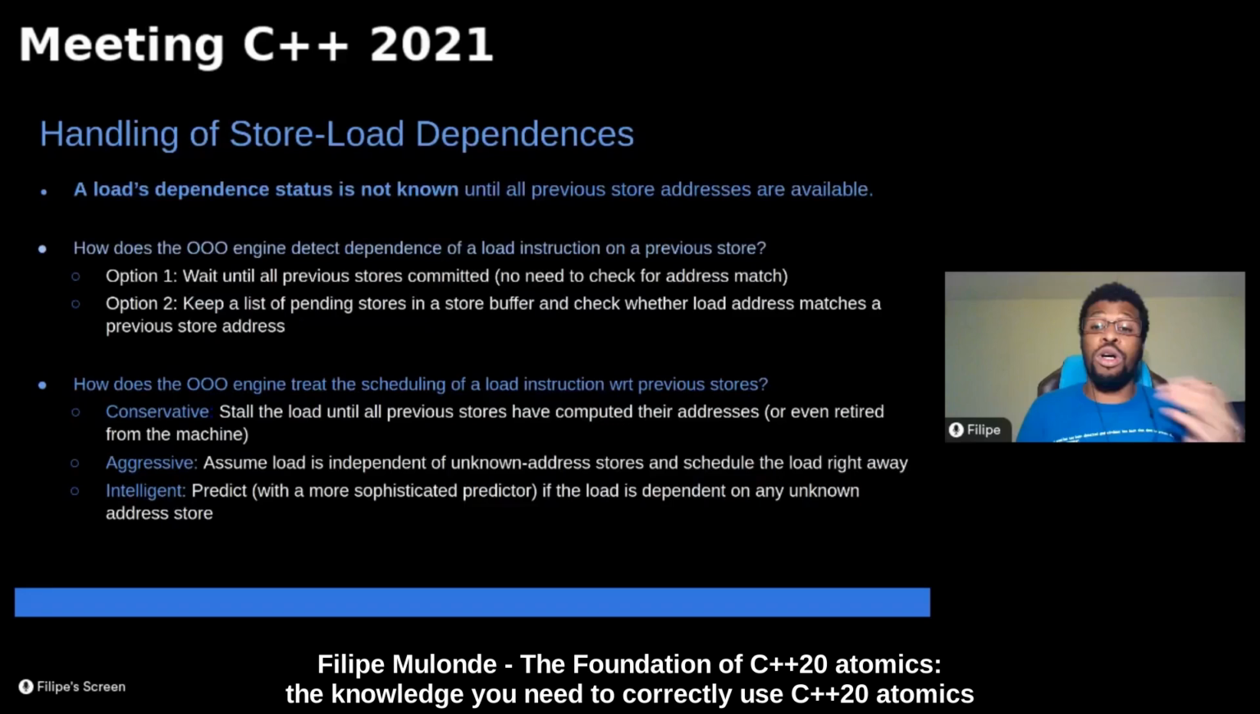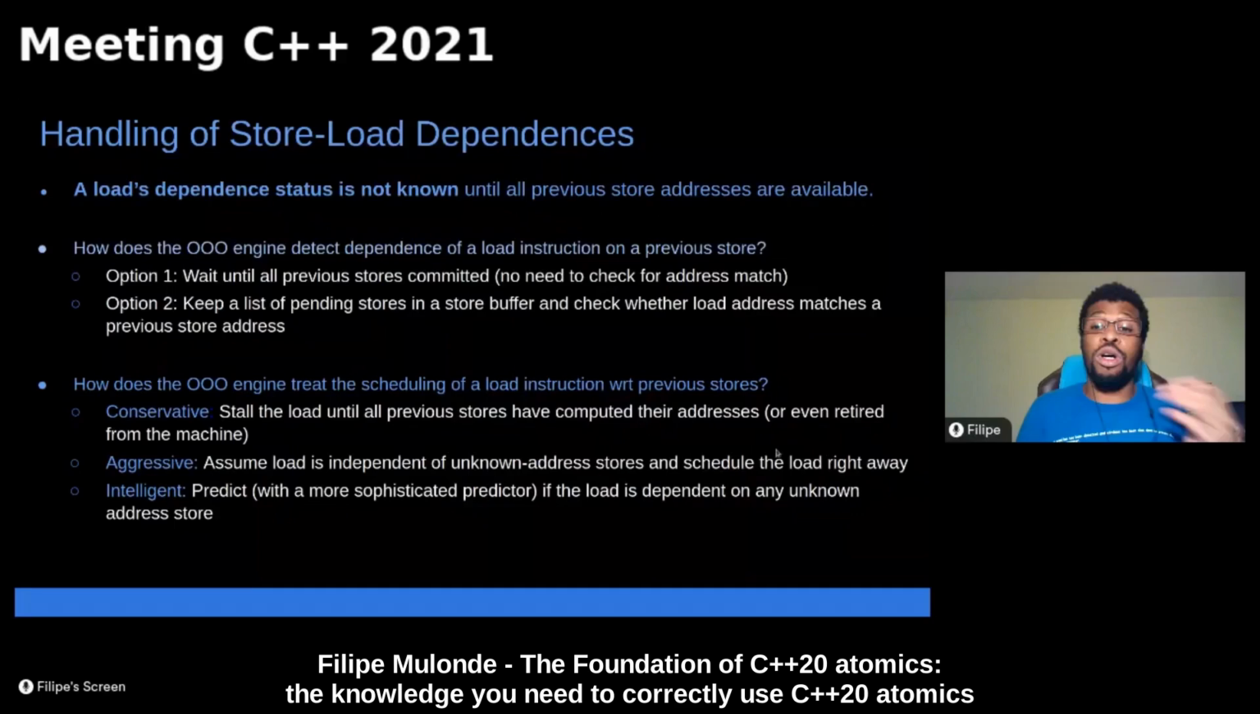And the question is, how does the out-of-order engine detect dependence of a load instruction on all previous stores? Option number 1: we can wait until all previous stores are committed, and we don't need to check for address match. So for example, if we have 15 or 20 stores, we just computed the address of a load, and we just wait until these 20 stores are completed, right? They update the memory so that we can dispatch the load. But this is not good. Why? This is not good because maybe the load does not depend on any of these stores.